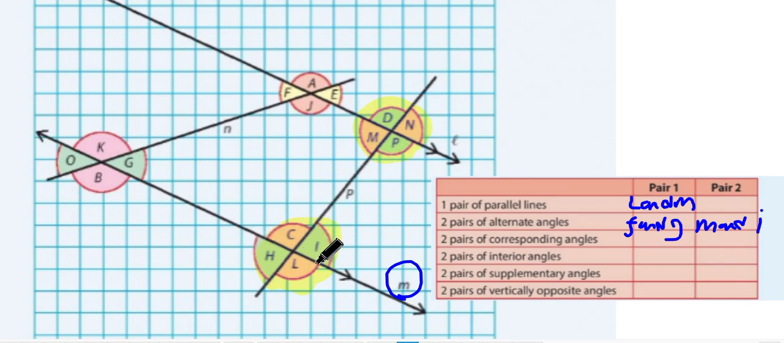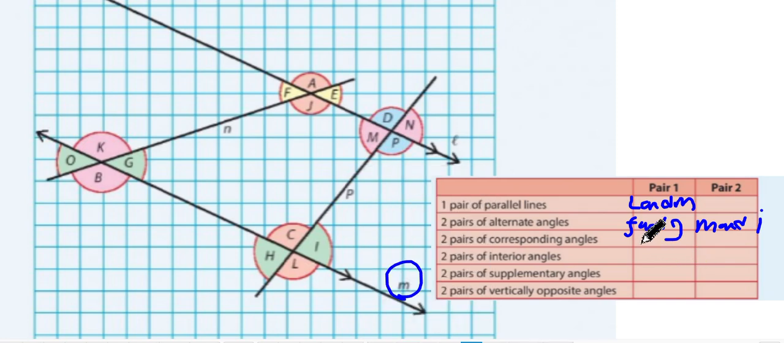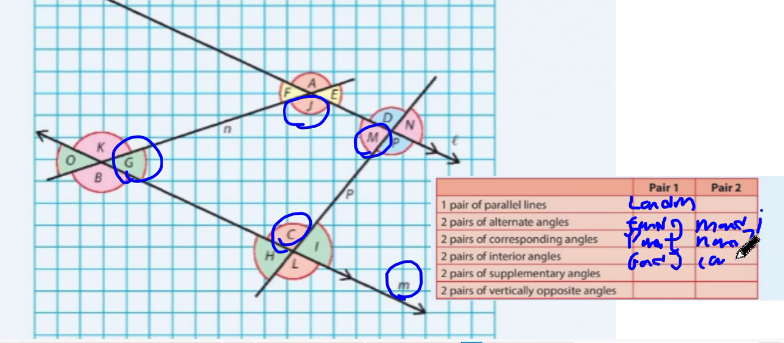N and I. P and L. Anything like that is corresponding, okay? So P and L. What's the other one? N and I. Okay. Interior angles. Basically half a parallelogram. What about G and J, C and M? Any two angles that are in between two parallel lines. G and J, C and M.